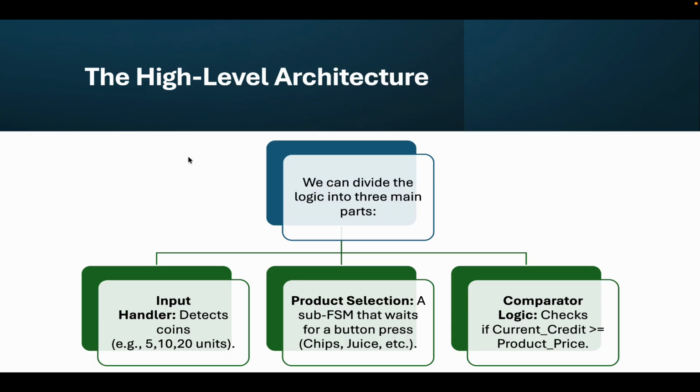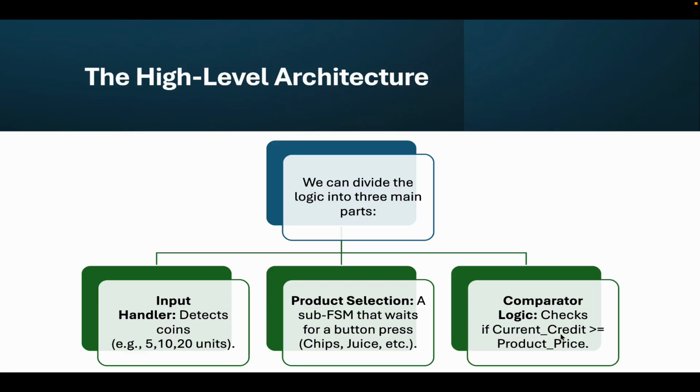We have the high level architecture. It is mainly divided into three things. The first one will be input. It detects the coins, whether you are giving a coin of 5 rupees, 10 rupees or 20 rupees. Product selection: a sub FSM that waits for a button press. That means what type of item do you want from the vending machine? Do you want chips? Do you want a juice? Do you want something like fruits? So this is product selection.